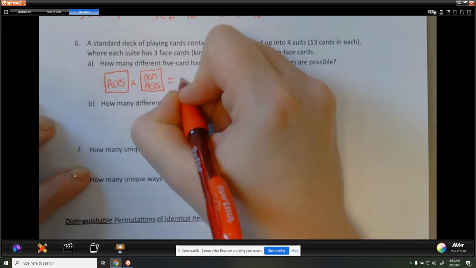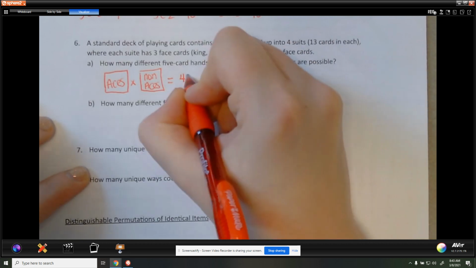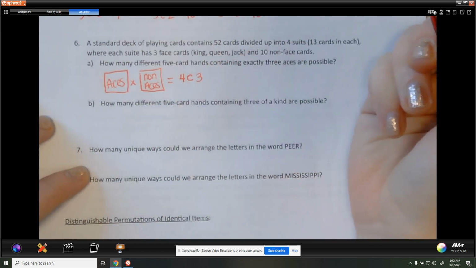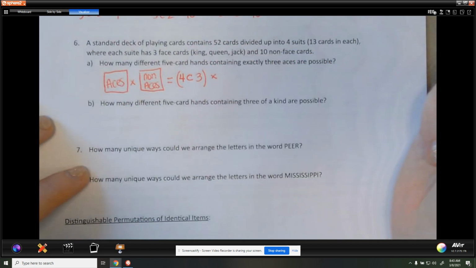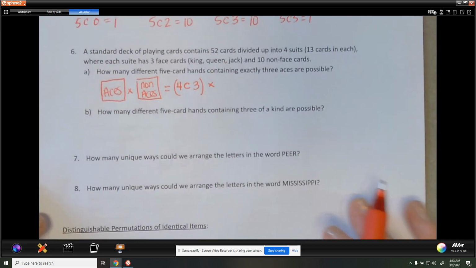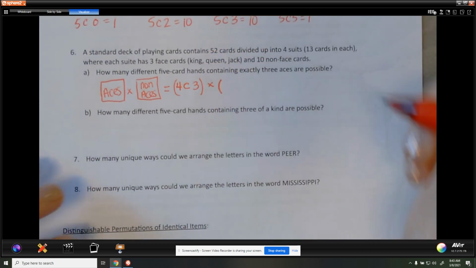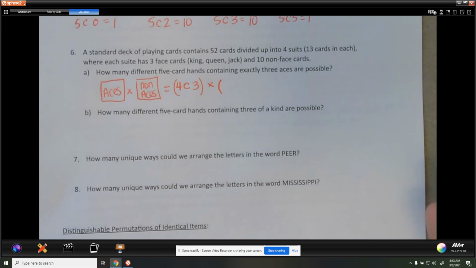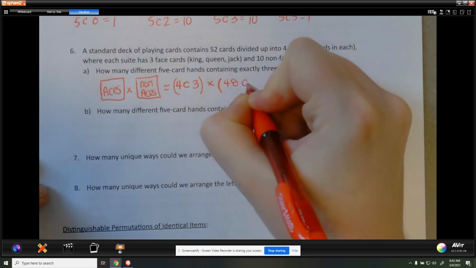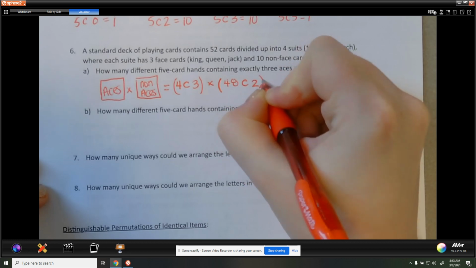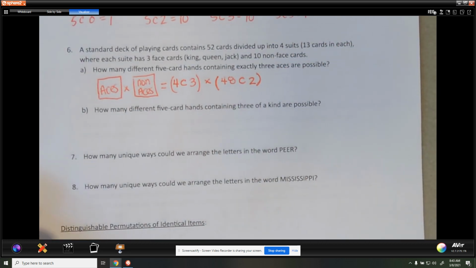So for our aces, we've got 4 possible aces, and we're going to choose 3. That's our first box, times. Now we cannot pick the 4th ace because that'd be 4 of a kind. So we have 48 other cards that are possible. We have 52 in a deck, and we can't take any of the 4 aces. So we've got 48 possibilities, and we're going to choose 2 of them. So 48 choose 2. I'm going to just use my calculator.